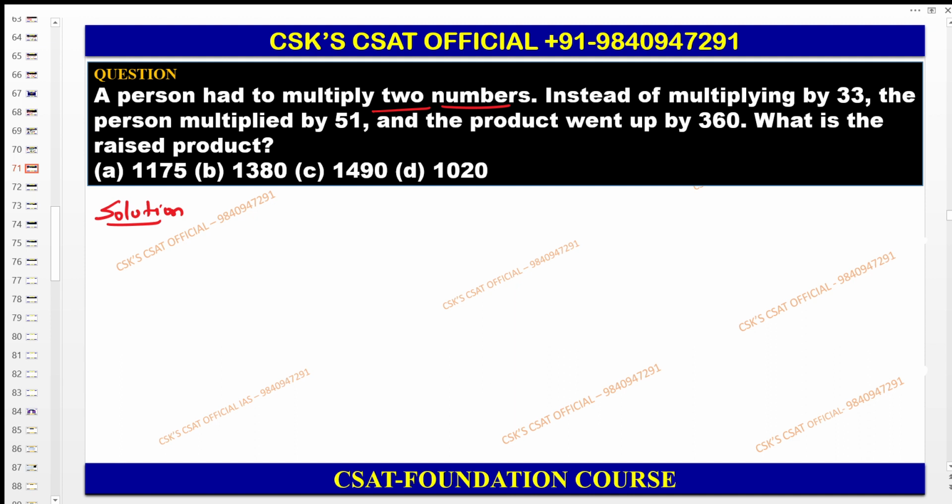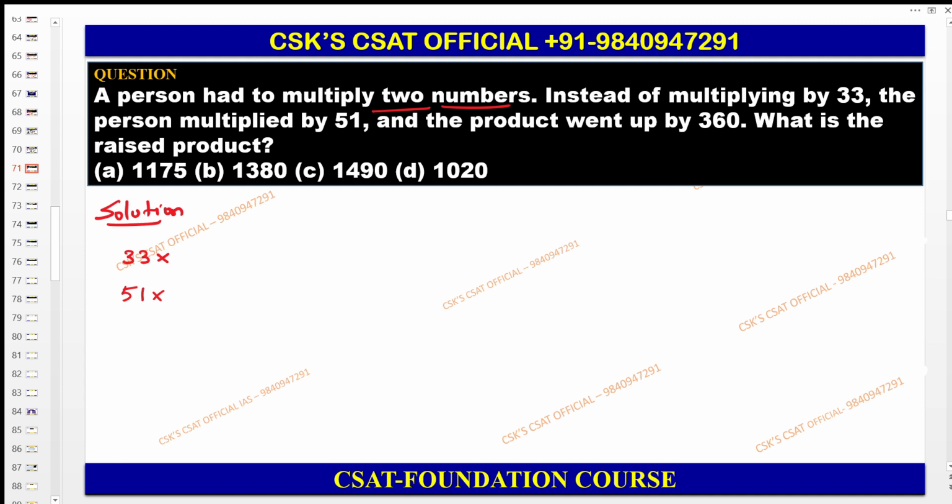First of all, you can say the actual is 33, instead of multiplying by 33. So therefore the actual one is 33x. But what you have done? We have multiplied wrongly by 51x.